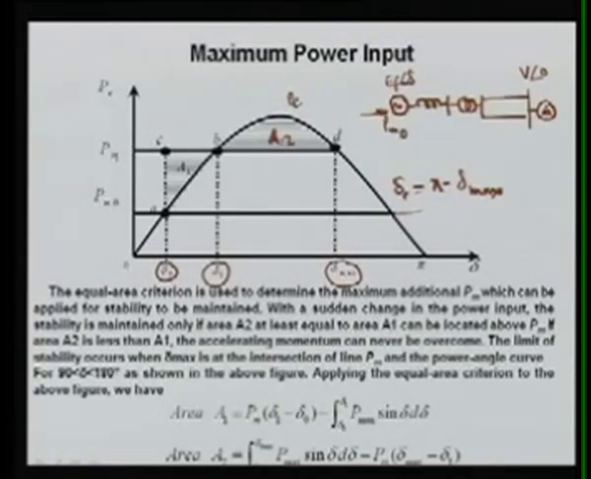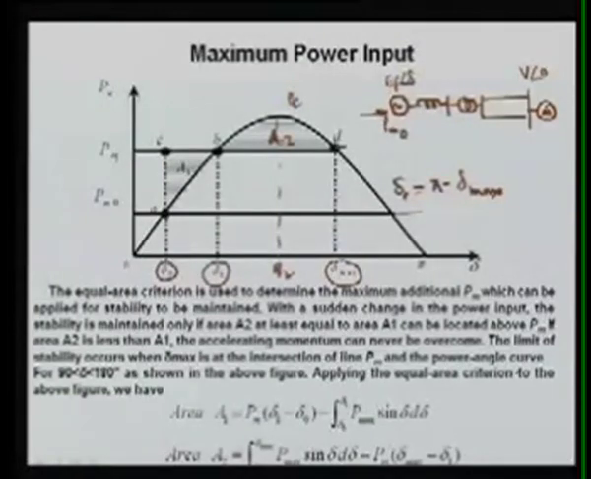The limit of stability occurs when delta max is at the intersection of the line PM, which we want to determine, and the P curve. This will always be at delta more than 90 degrees, on this side of pi by 2, that is 90 degrees.